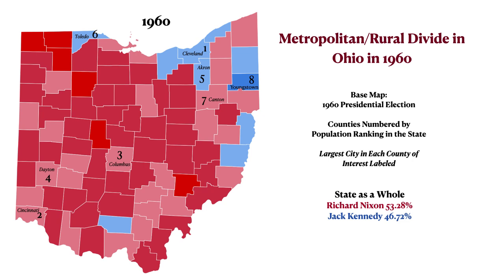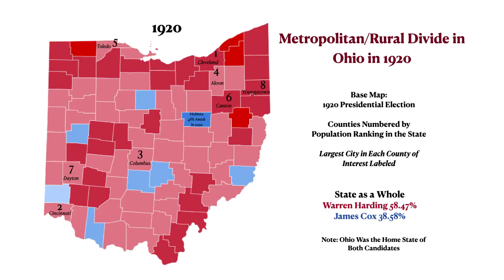And of the 8 largest counties, they're split half and half. Go back to 1920, and the 8 largest counties were all Republican voting. And it's very interesting. Holmes County there, I don't know what the Amish percentage was in 1920. I wasn't able to find that out, but it was the only really dark blue county at the time.